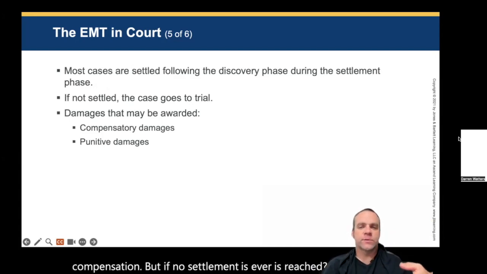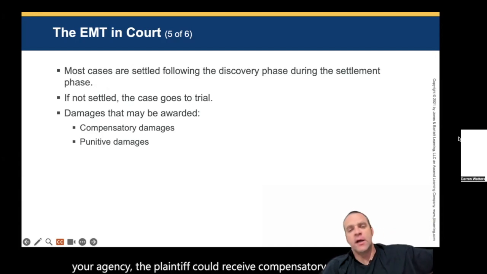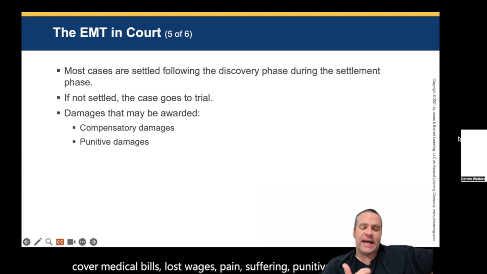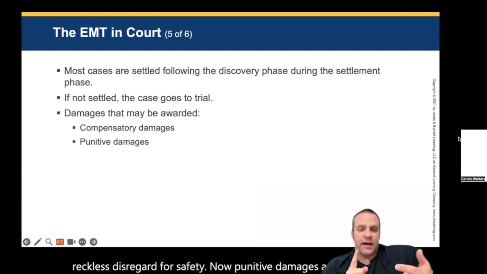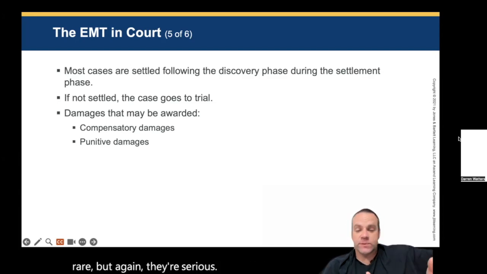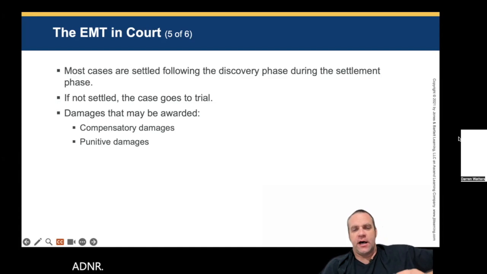Okay, and if the court rules against you or your agency, the plaintiff could receive compensatory damages to cover medical bills, lost wages, pain, suffering, and punitive damages, like extra fines, if the court believes your actions showed reckless disregard for safety. Now, punitive damages are kind of rare, but again, they're serious. They often follow cases of gross negligence, like ignoring a DNR, falsifying records, abandoning a patient.